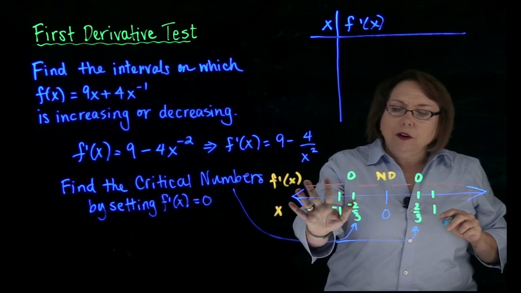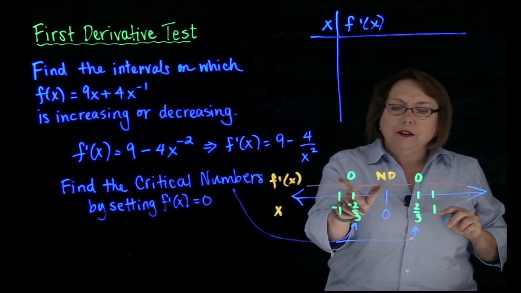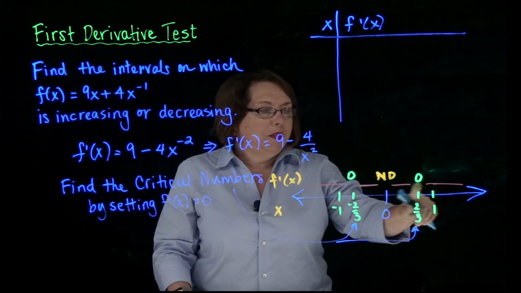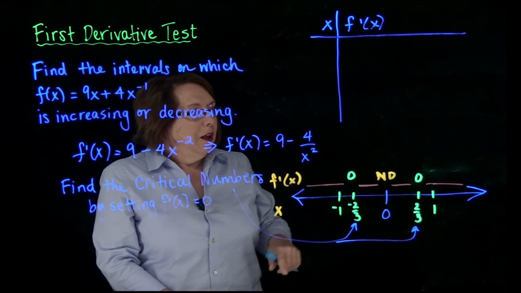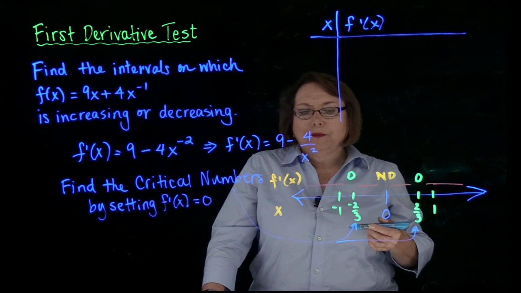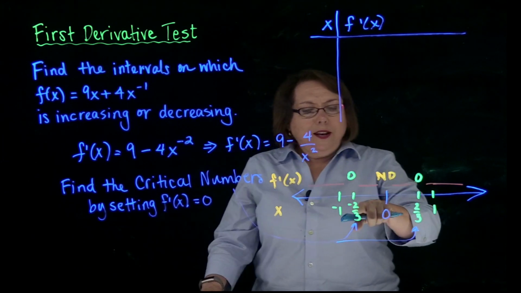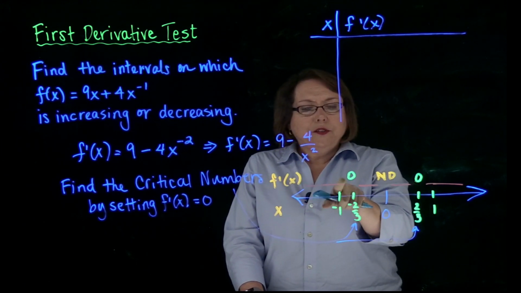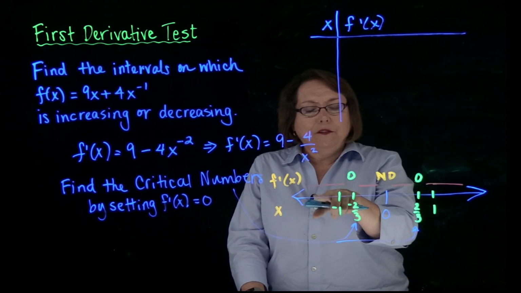So now what I want to do is find what's going on in these 4 regions I've identified with the color pink. Is it increasing or is it decreasing? So I know at -2/3 the first derivative is equal to 0. Let's look at the left side of that.